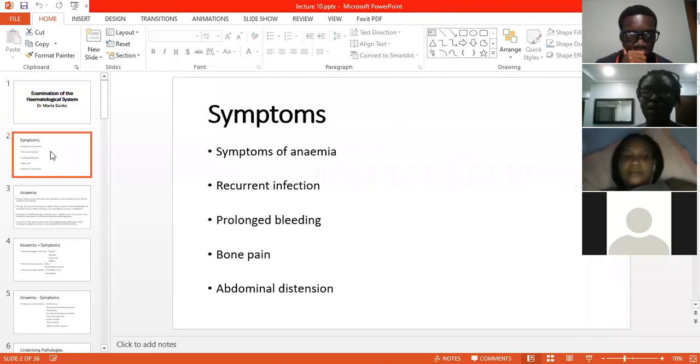So when we talk about the hematological system, we are talking about the white blood cells, the red blood cells, the platelets. So these three cells make up the hematological system. In addition, we are looking at the liver, the spleen, the lymph nodes, and the bone marrow. So when we talk about symptoms, if there's a problem with the hematological system, then the symptoms would be those that affect these various organs or cells that I described.